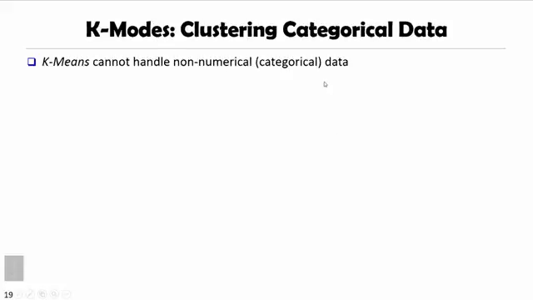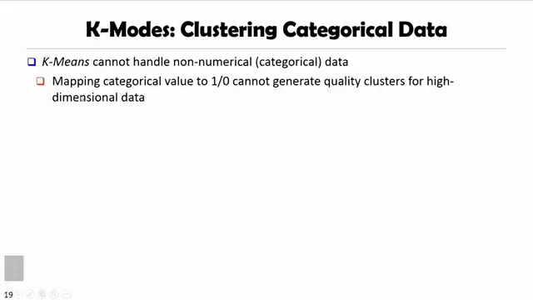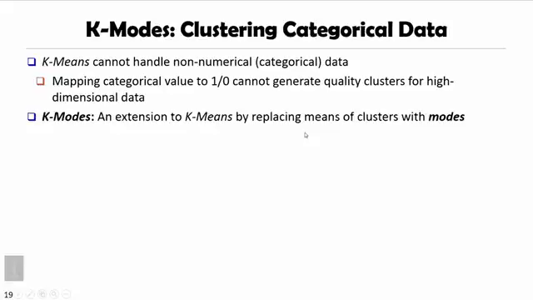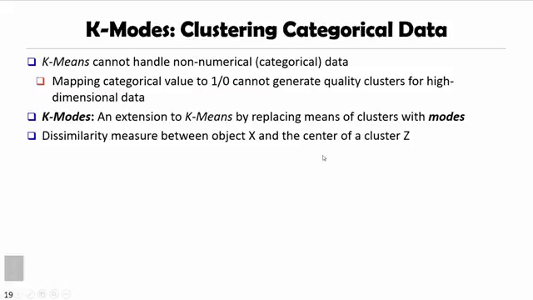Then we look at k-modes as another interesting alternative to k-means. K-modes is to handle categorical data, because k-means cannot handle non-numerical categorical data. Of course, we can map categorical values to 1 or 0. However, this mapping cannot generate quality clusters for high-dimensional data. Then people proposed the k-modes method, which is an extension to k-means by replacing the means of the cluster with modes.